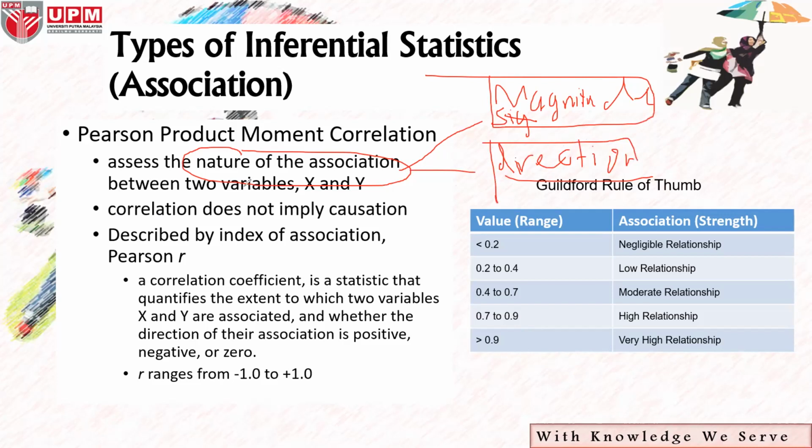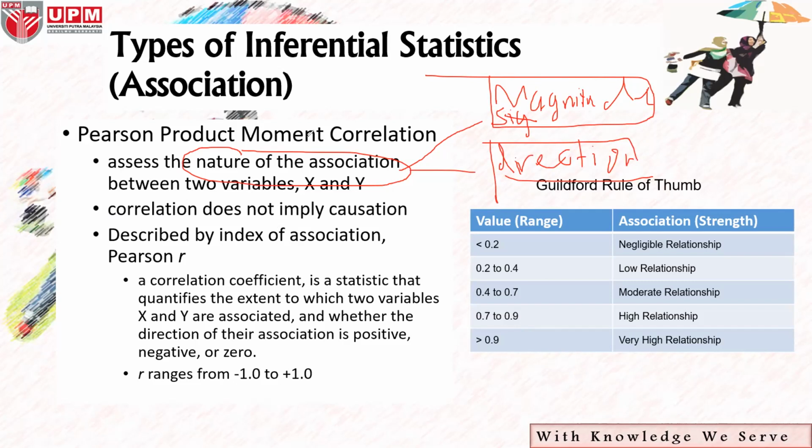Okay, so you need to remember that correlation does not imply causation. Association does not imply causation. You may have an association between A and B, but we cannot conclude that A influences or affects B. It is not the same thing. So to describe the association, we use an index of association, which is Pearson R, or Pearson coefficient. Its name is Pearson product moment correlation, the Pearson coefficient.